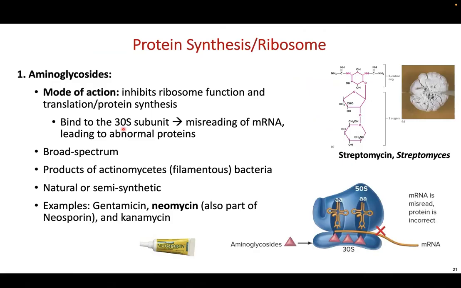These are a broad spectrum of antibiotics. It means they can target more than one bacteria. They are a product of actinomycetes, so these are the bacteria from which we got them. Basically, these are filamentous bacteria. This class of antibiotics comes in both natural and semi-synthetic forms. Examples include neomycin, which is more common in the lab, and some of them include kanamycin and gentamicin.